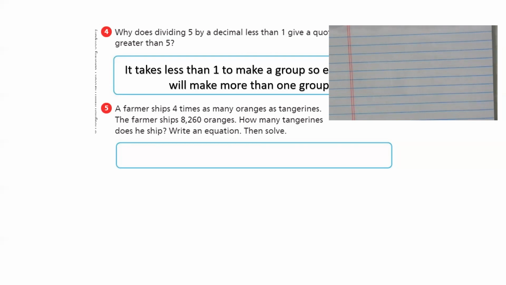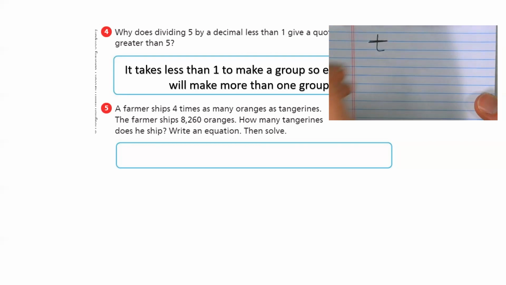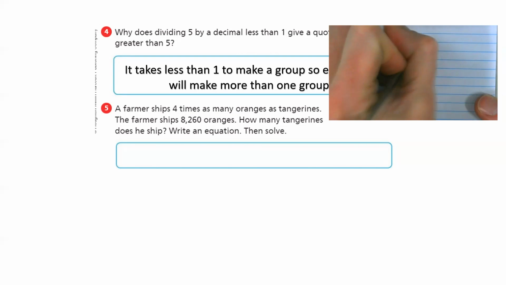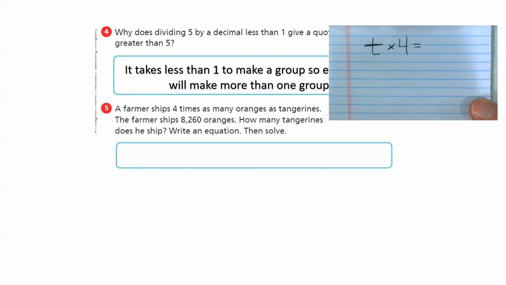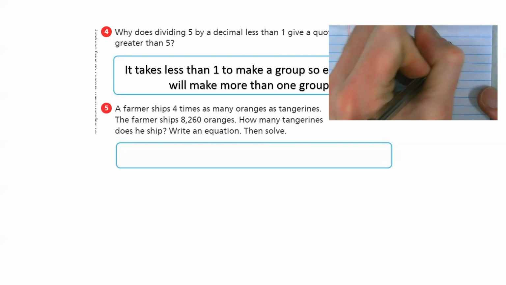So the farmer ships 4 times as many oranges as tangerines. Which one would be more, the oranges or the tangerines? 4 times as many oranges. So more oranges, correct? So what I'm seeing is tangerines multiplied by 4 equal oranges. And we know what oranges are, 8,260.